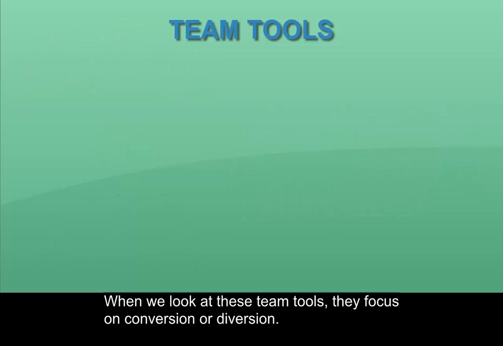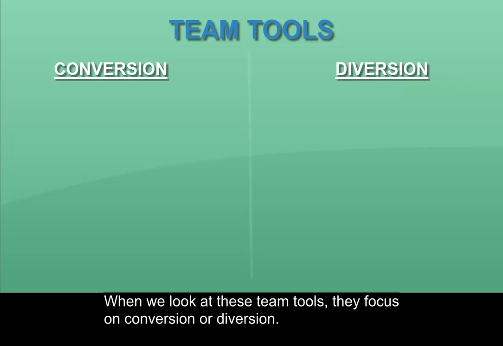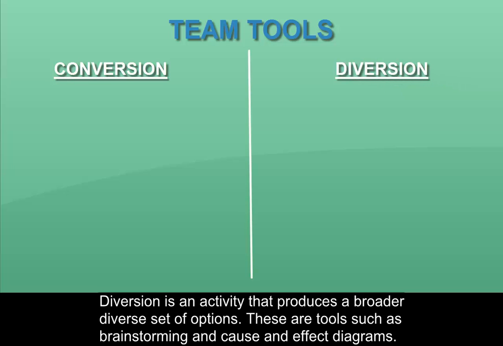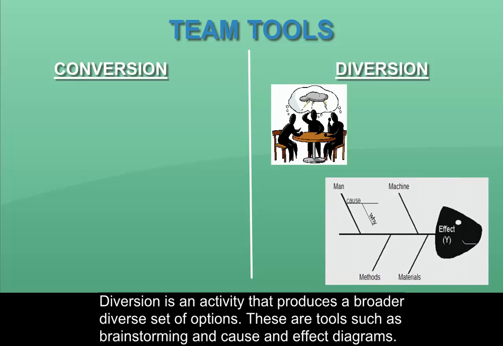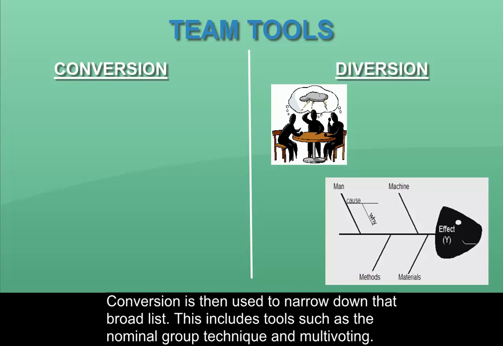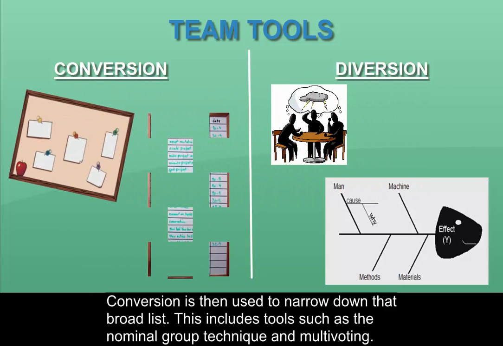When we look at these team tools, they focus on conversion or diversion. Diversion is an activity that produces a broad or diverse set of options. These are tools such as brainstorming and cause and effect diagrams. Conversion is then used to narrow down that broad list, and this includes tools such as the nominal group technique and multi-voting.